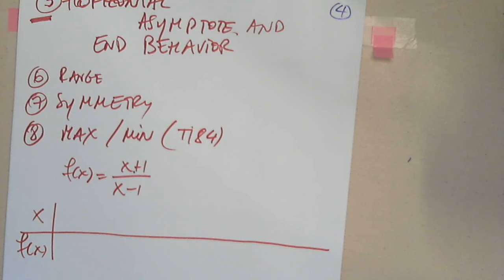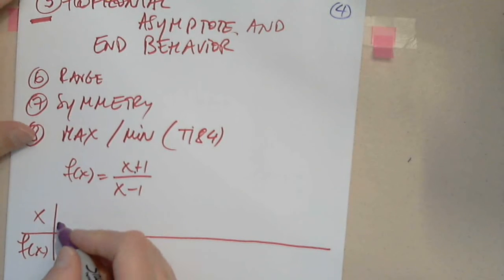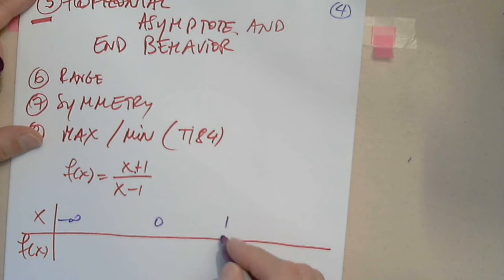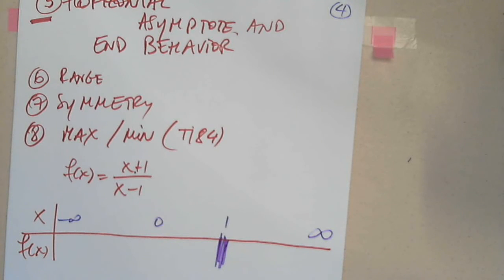Negative infinity to infinity. Careful. Negative infinity to negative 1 and then 1 to infinity. But you mean 1, correct? Yes. Perfect. Negative infinity to 1 and 1 to infinity. Very good. The domain is done.